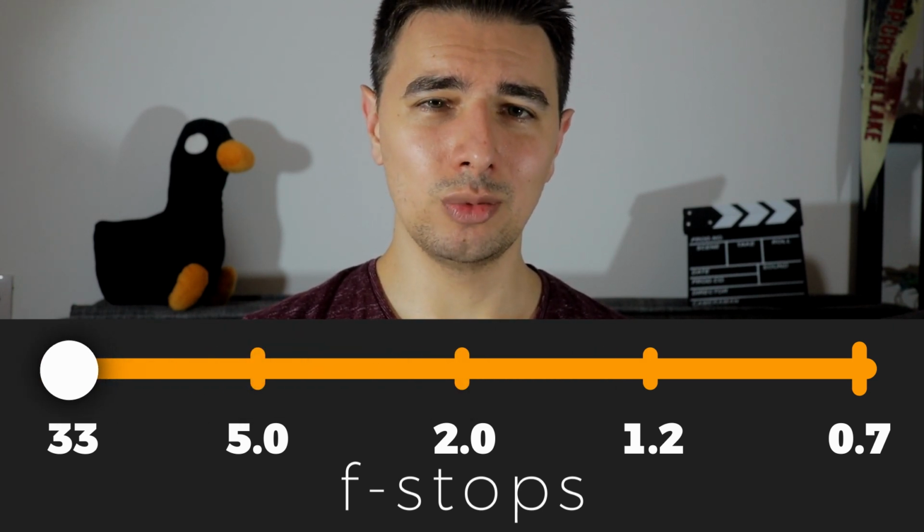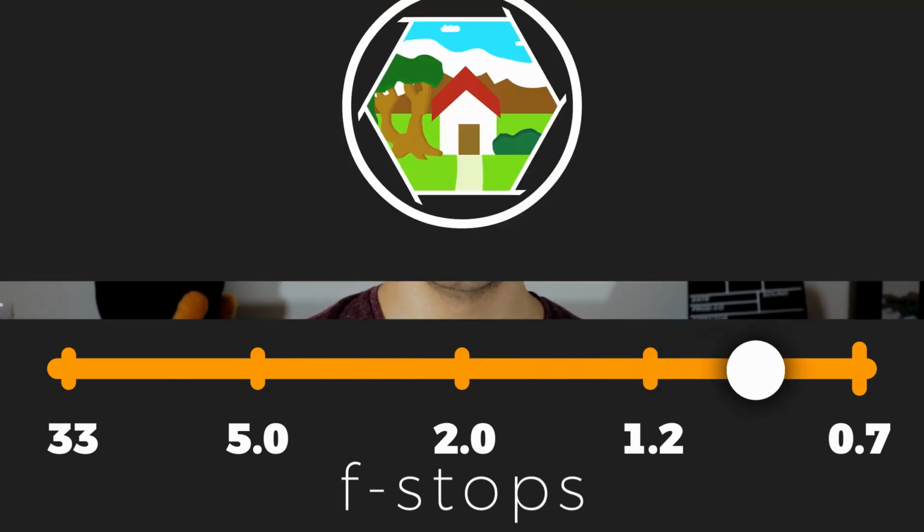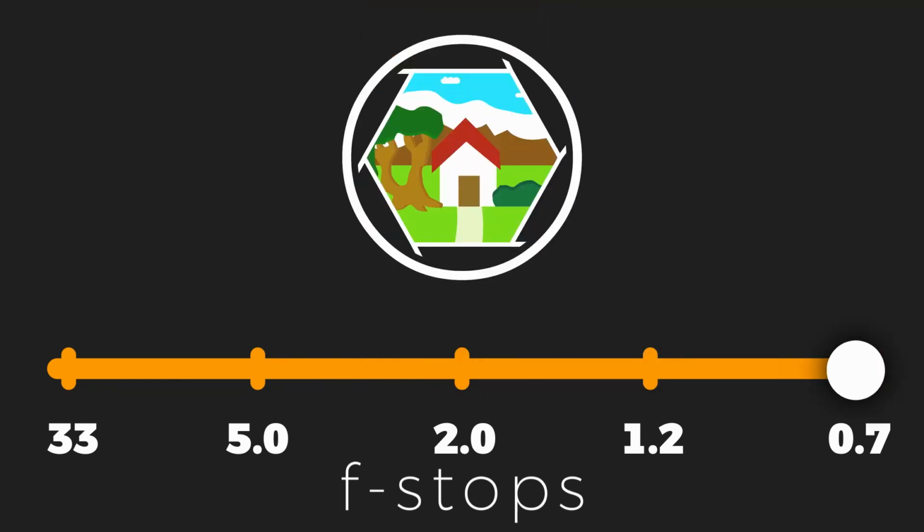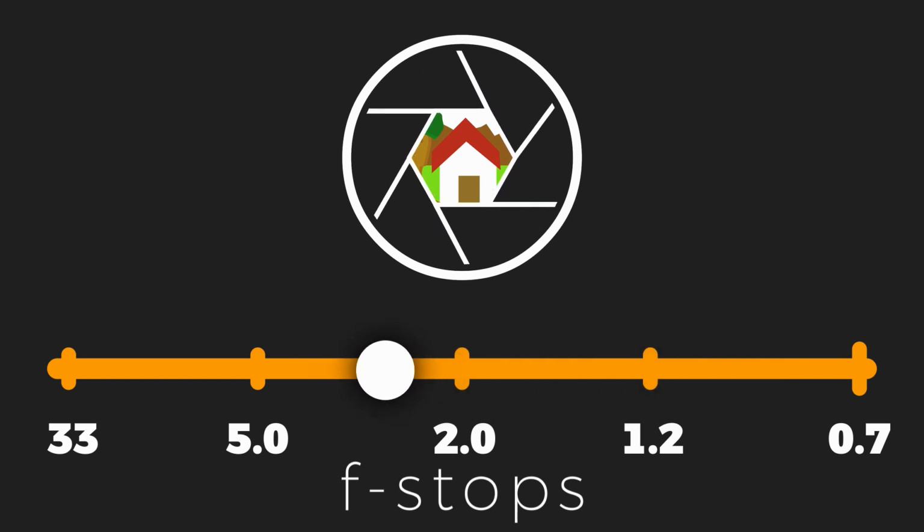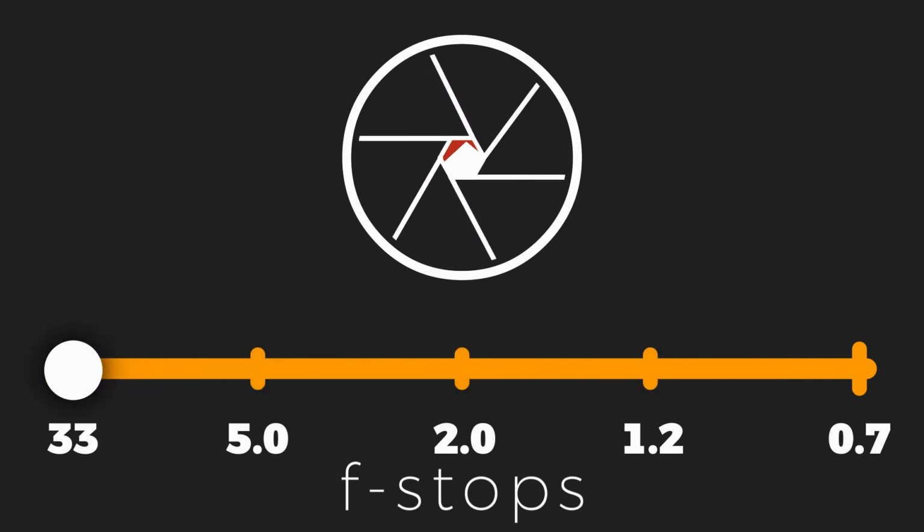Now it's very important to remember because it's confusing. The lower the number, the bigger the opening and the more light enters. The higher the number, the smaller the opening is and the less light enters through our lens. Aperture size eventually affects how everything is sharp in a photo.